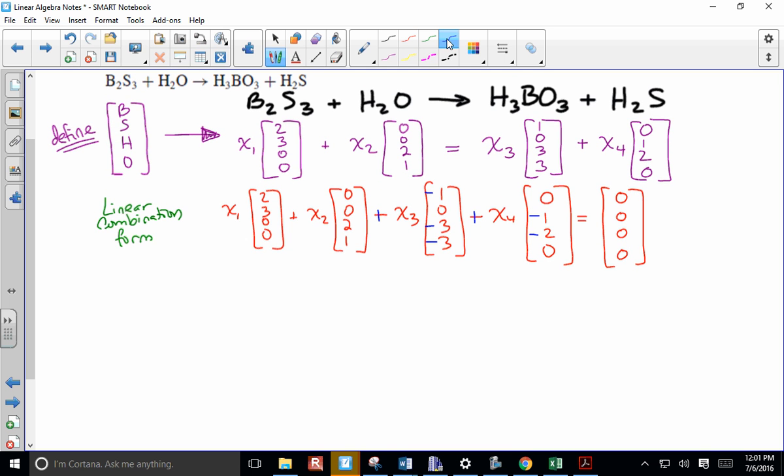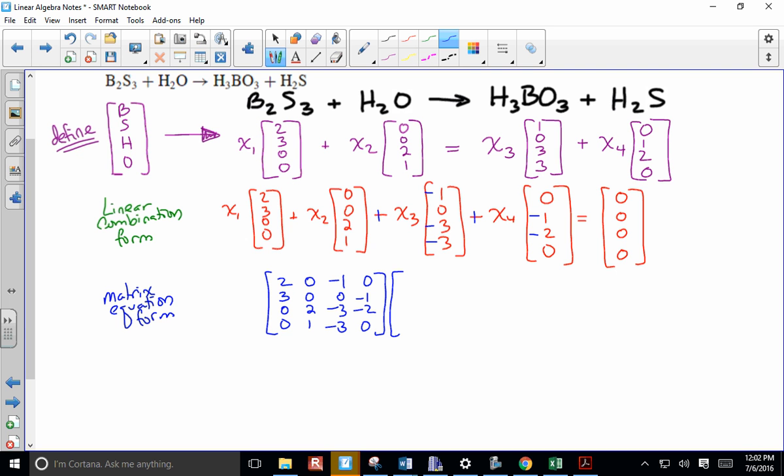So now we're going to write it in matrix equation form. Which is 2, 3, 0, 0; 0, 0, 2, 1; negative 1, 0, negative 3, negative 3; 0, negative 1, negative 2, 0, against x1, 2, 3, and 4 equals zero. All right, so that's our matrix equation form.